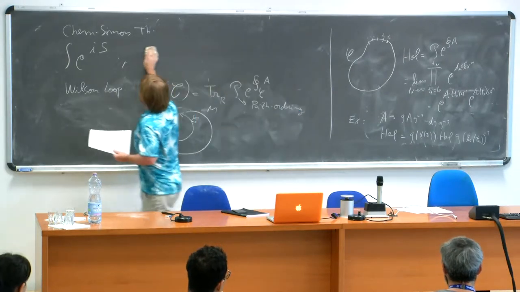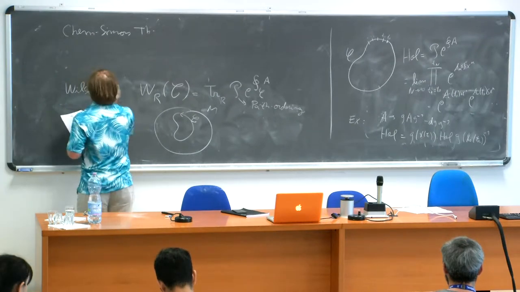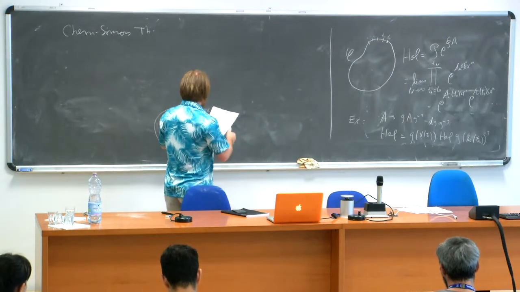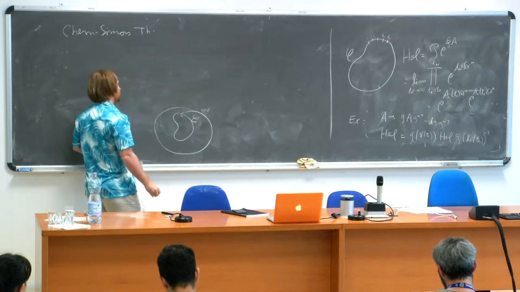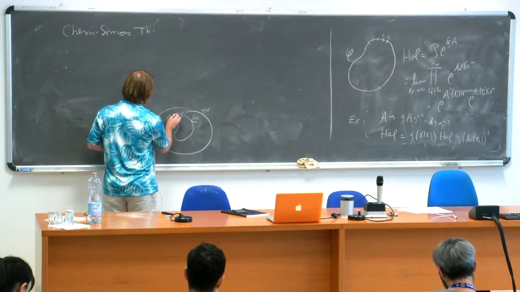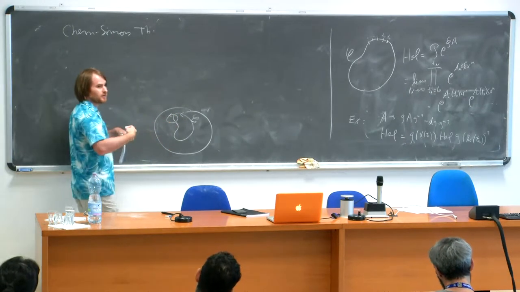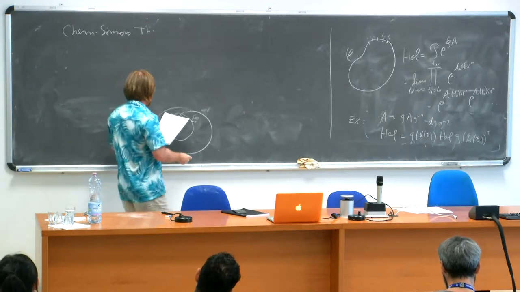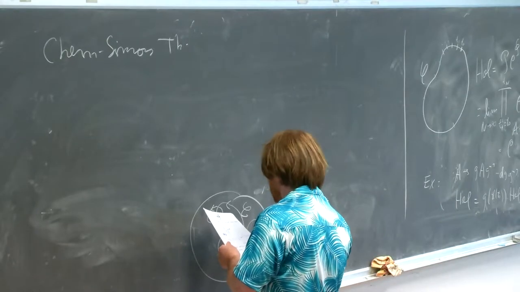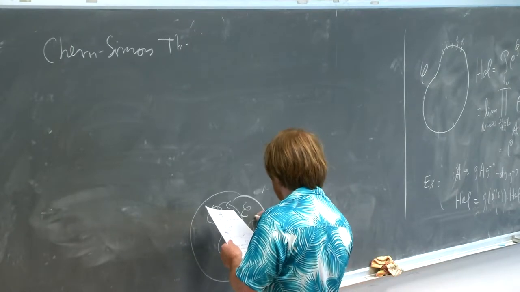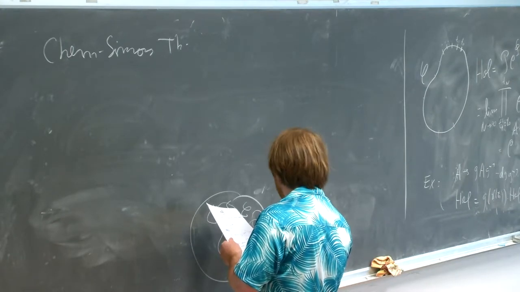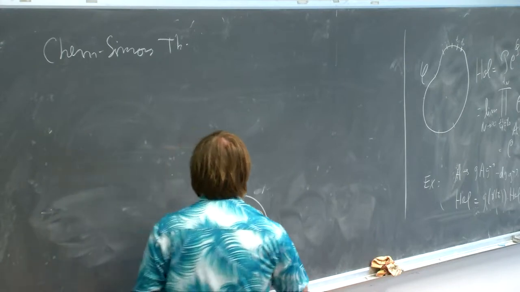But you can complicate things, actually. You can have loops like this. So these are links, they are linked. Okay, you can have things like this. Then you can have knots also. So let me try to draw. Knots. This. It's called a trefoil knot.